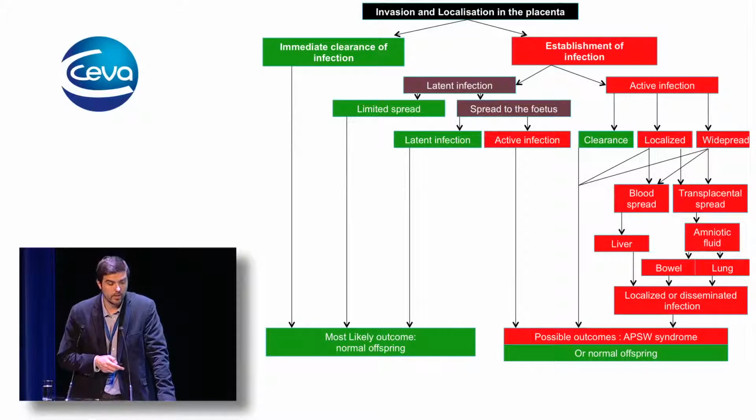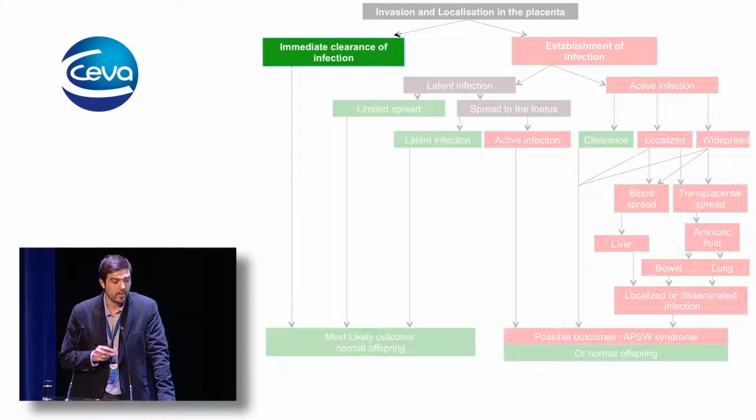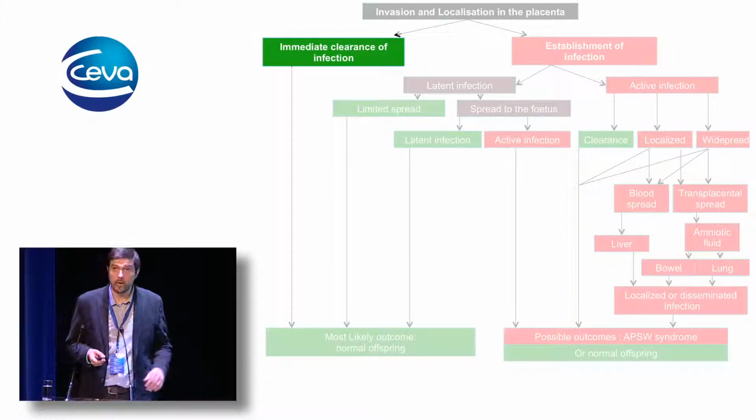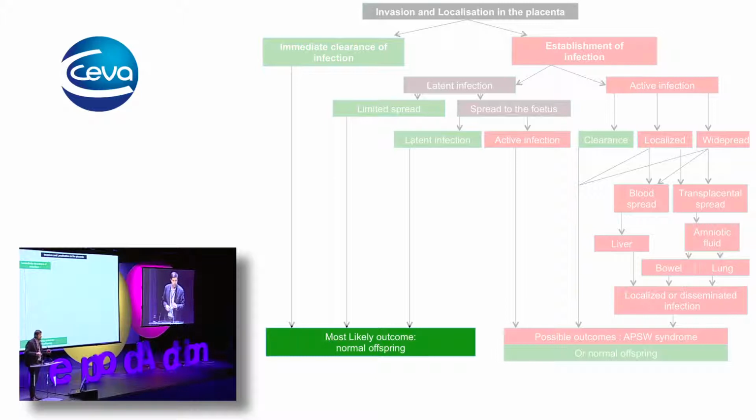Okay. So from a theoretical point of view, what do we have, especially regarding the link between the bacteria and the genital tract? So we have first an invasion and possibly localization in the placenta. The first possibility, and probably the most frequent one, is the immediate clearance of the infection, leading as the most likely outcome to a normal offspring, if for sure we don't have a co-infection with another abortive pathogen.